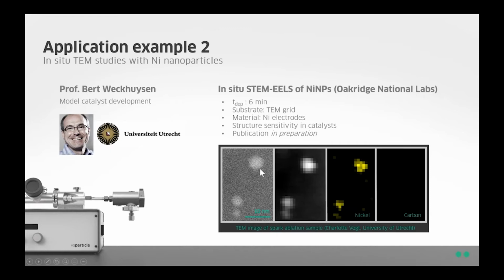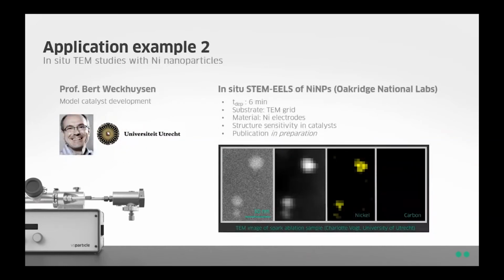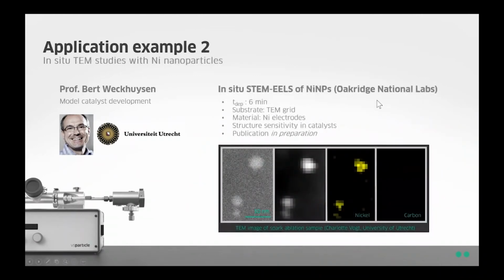So we made the nickel from the gas phase. You can see that there was no carbon residual on the surface, which is important if you want to do more in-depth studies of the nickel catalyst. The publication on this research is still in preparation, and we are expecting some nice results. This research was also done in collaboration with Oak Ridge National Laboratories.